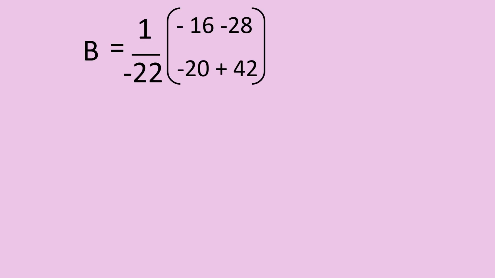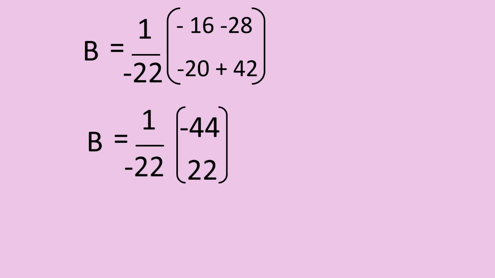So we have b is equals to 1 over minus 22. So minus 16 minus 28, you are owing 16, you are owing 28. You are now going to owe 44. So it's going to be minus 44. Then you have minus 20 plus 42. You can rearrange it and say 42 minus 20, which is 22.